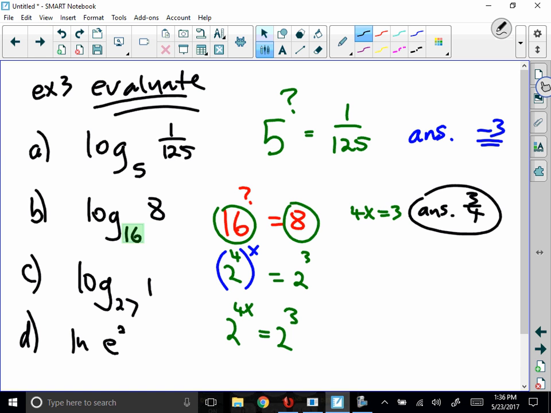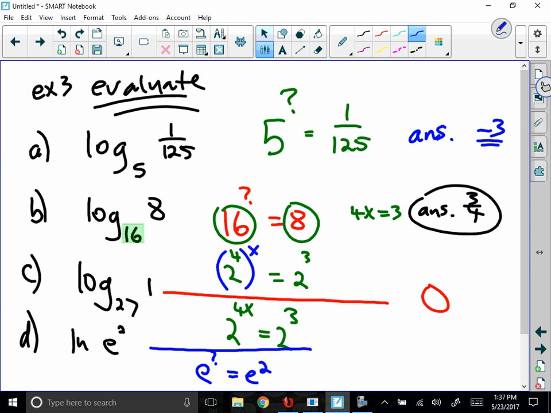Number C, let's think about that one. What power do you raise 27 to get 1? What power do you raise almost any number to get 1? It's 0, good. Number C, the answer is 0. And finally, number D, you're either going to love the e stuff and the ln stuff or you're going to hate it. What power do you raise e to get e squared? To the second power.